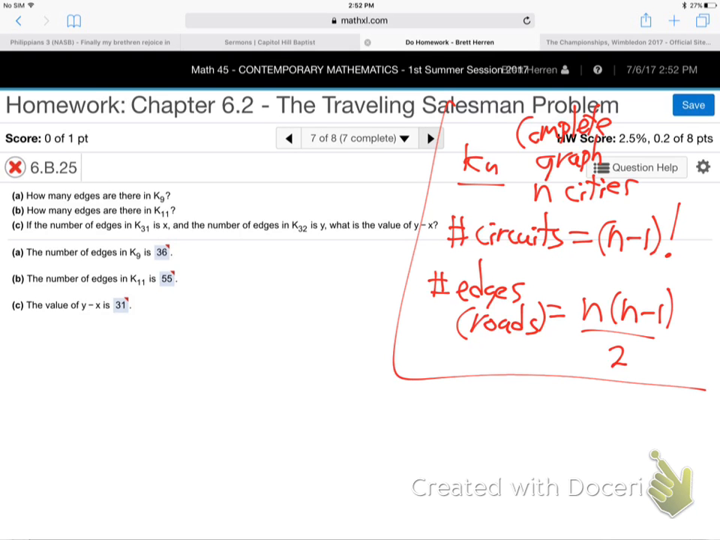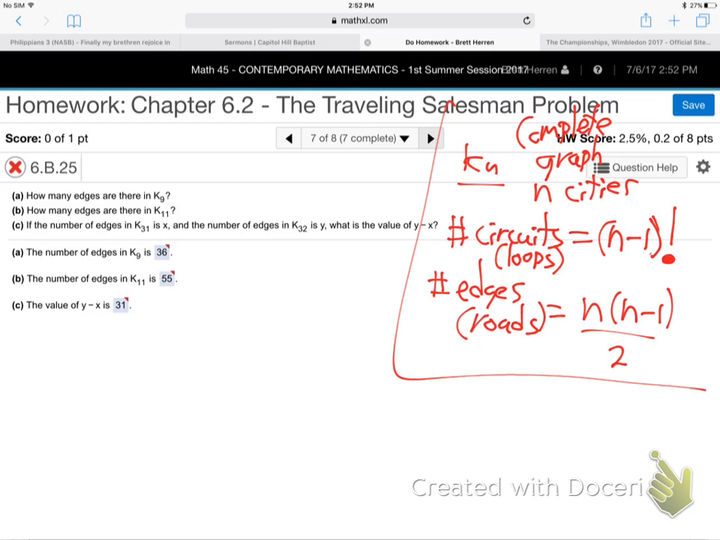Number of circuits, number of edges. So it's a way to find how many different loops. Remember, a circuit, this is the exclamation mark out here. So circuits is loops, and edges is roads, right? Okay. So with that in mind, what do they want?